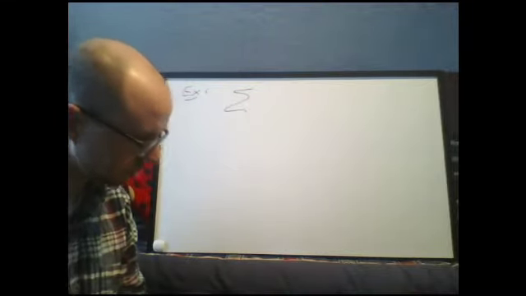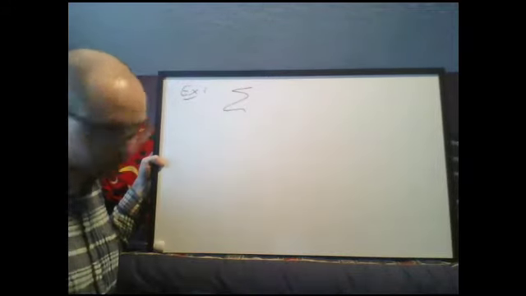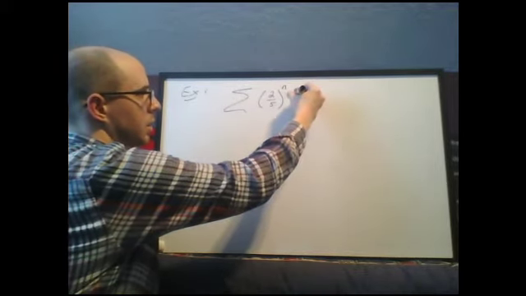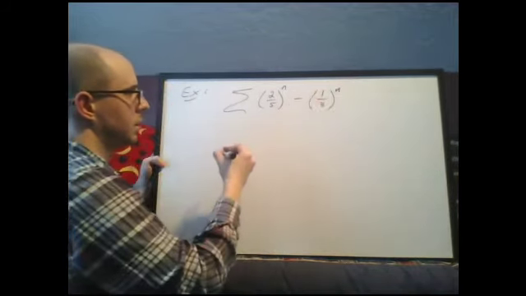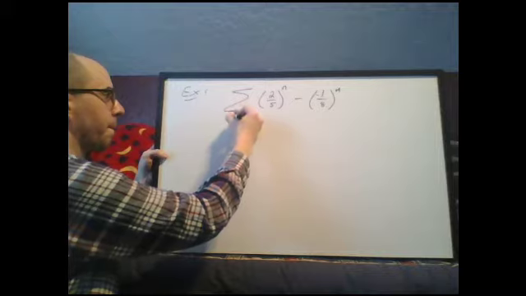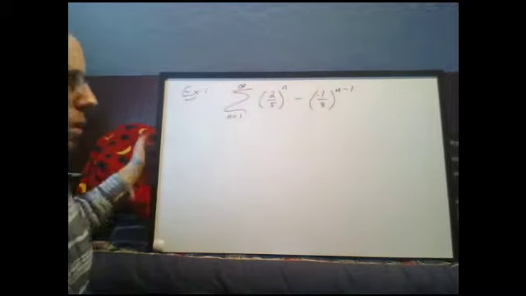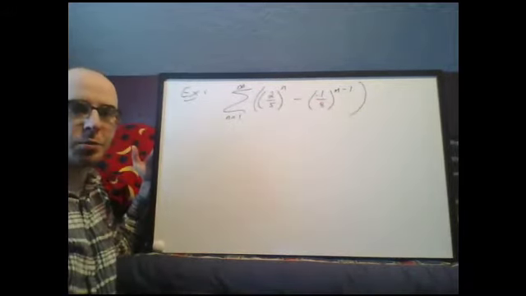Okay, so suppose I had the series, the sum of 2/5 to the n minus negative 1/8 to the n minus 1. Let's make one of them negative, negative 1/8, and make it n minus 1 on one of them.